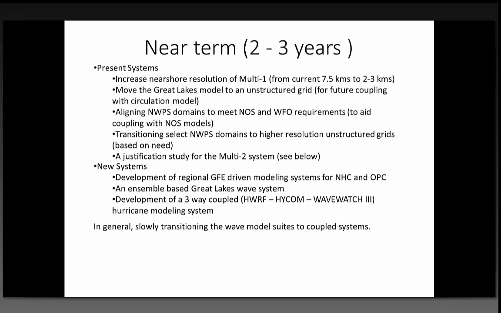Okay. So, near term, I'll let you read these. Roughly speaking, more details. The big takeaway, though, is moving to the coupled systems, moving to preparation for coupling with NOS systems. So we're not just working on the coupling to the in-house models, but also our NOS partners.